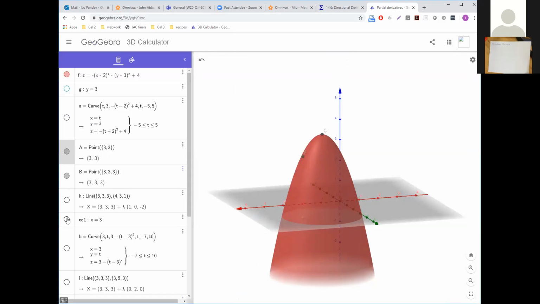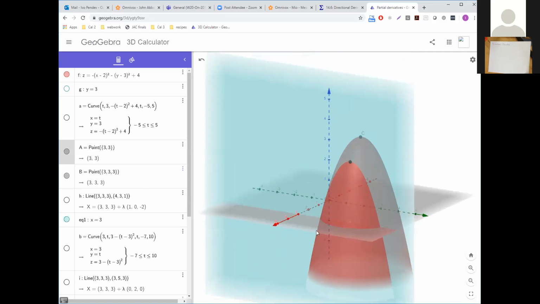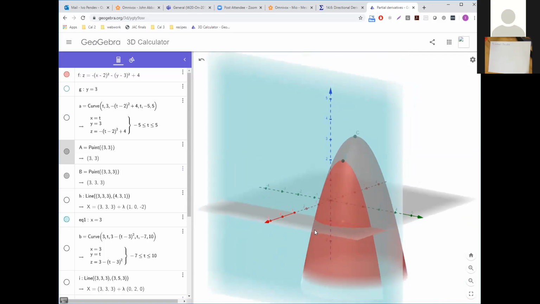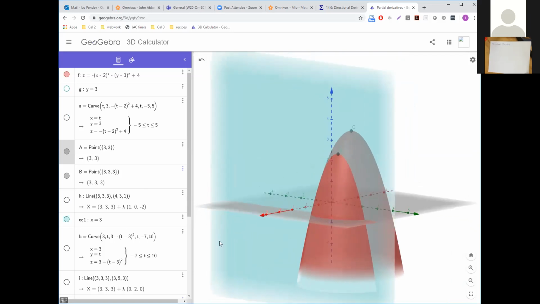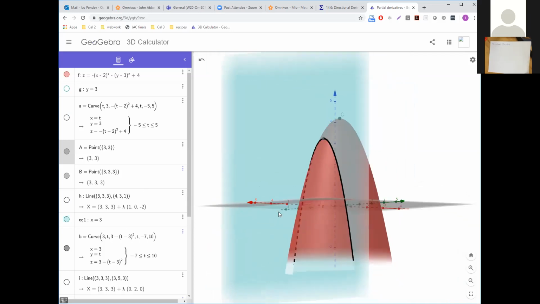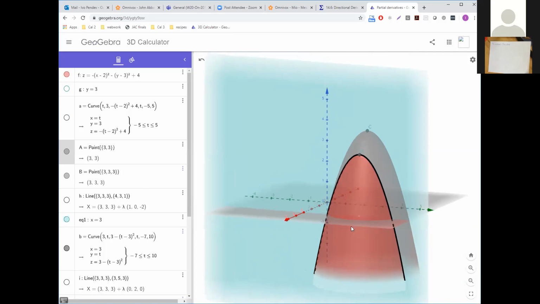Similarly, if I cut this surface with a plane x is equal to a constant, in this case x is equal to 3, I get as an intersection another curve, right? Okay, and then the derivative of this curve at the point B is nothing else but the partial derivative of the function defined in two variables at the point B, right? And we said what we said.